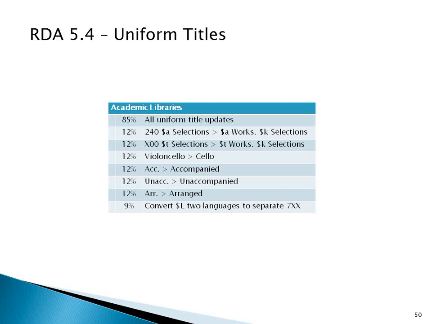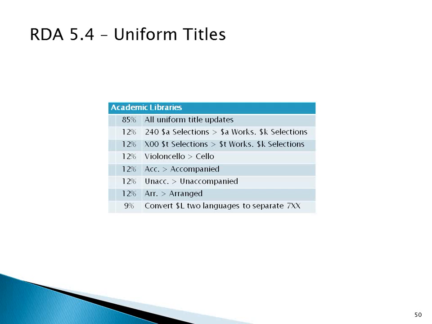While all uniform title updates includes most of what you see in this slide, it does not include converting two languages to separate 7XX fields. So if you had a particular work in the 240 field with subfield L and it said English and Greek, for example, we could split that out into two separate 7XX fields with its own language. So that's considered a separate option.